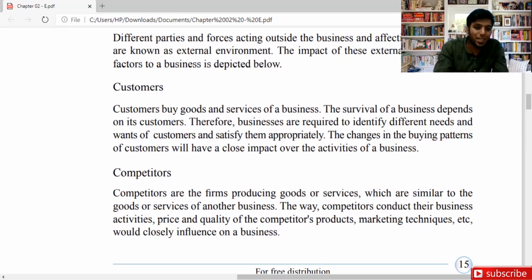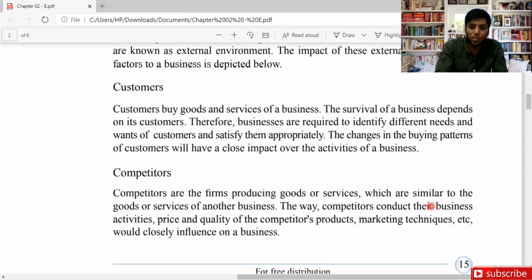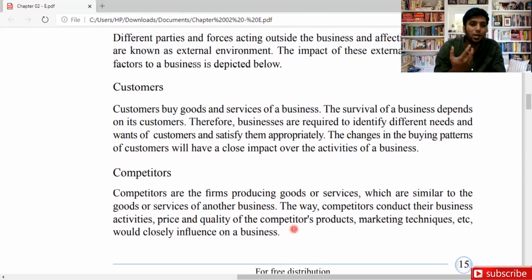Then we have competitors, other firms producing goods or services which are similar to the goods or services of another business. The way competitors conduct their business activities, the price and quality of competitors' products, marketing techniques, etc., would closely influence the business. So competitors are the people who are doing the same thing you are doing. They are going to sell the same product you are going to sell, but they are going to affect the market in a different way. Maybe in a price range. They are going to sell a different product which you can't produce.